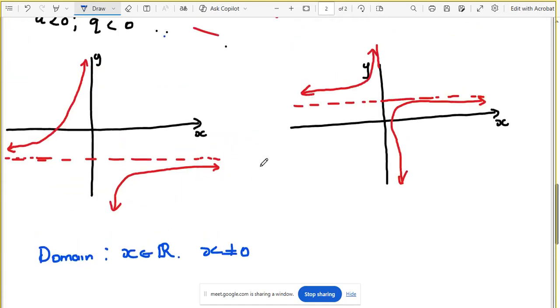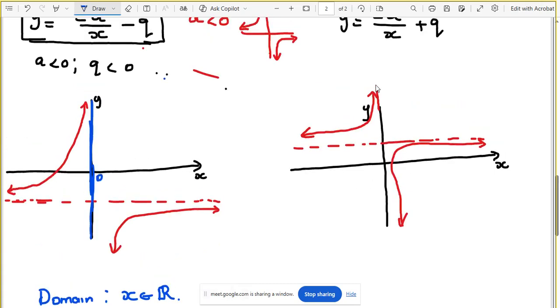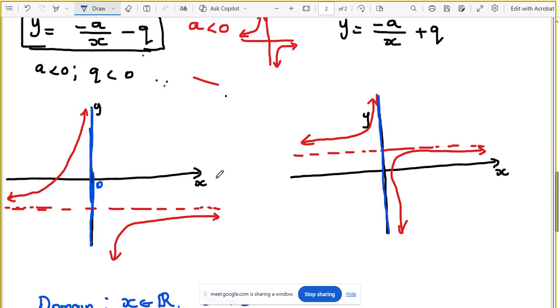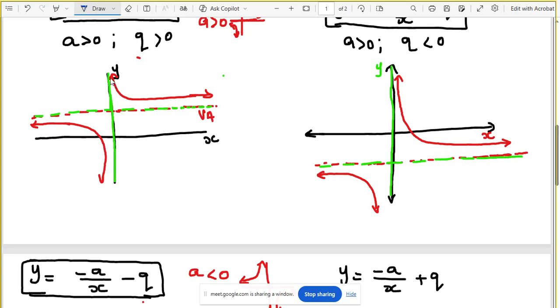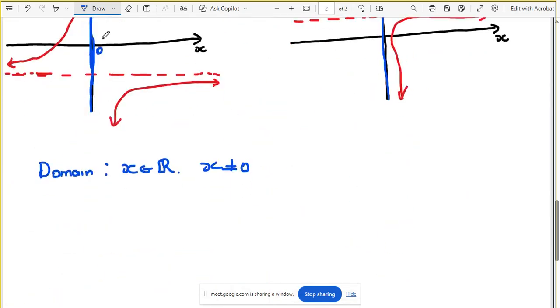As you can see, we don't have a part where the graph is touching this blue line. It must not be 0. Remember, this is 0, so your x must not be 0. All of the graphs must not touch 0. Do you understand?